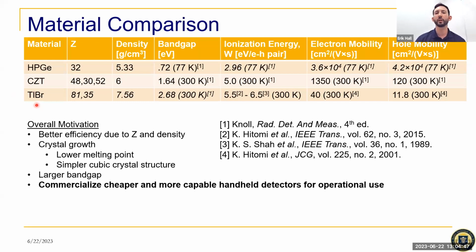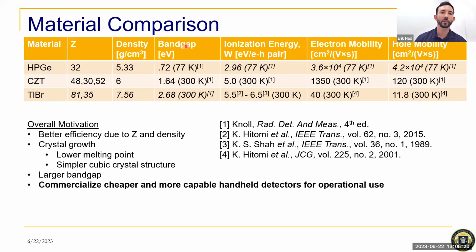I'll compare a few characteristics of each of these materials. The Z, or the atomic number, is lowest for high purity germanium, and then it gets better and better with each of these materials. The effective Z of thallium bromide is around 68 to 70, and the higher Z makes it better for interacting with gamma rays. Same thing for density: each of these materials has an increasing density, so thallium bromide has the advantage here. Again, it makes it better for interacting with gamma rays.